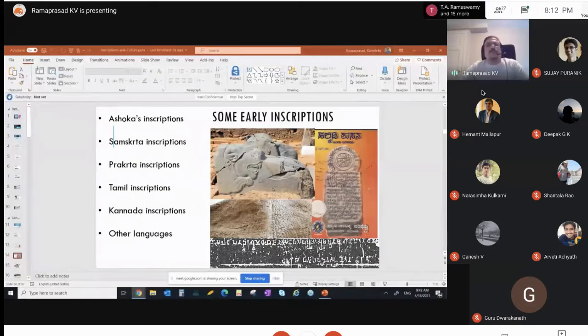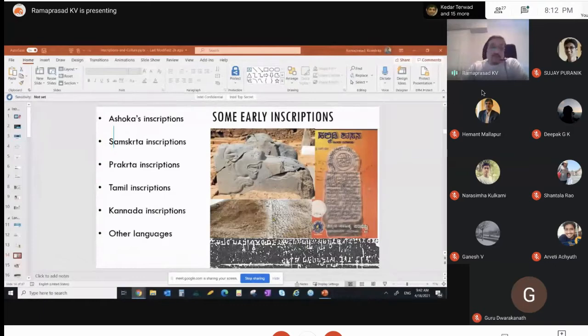Similarly, the first inscription in Kannada found so far is called the Simha Katanjana inscription. It's a very short inscription, from around the 350 CE time frame. The first long Kannada inscription, so to say, is from Halmidi. Until about 10 or 15 years ago, this Halmidi was considered the earliest inscription in Kannada.